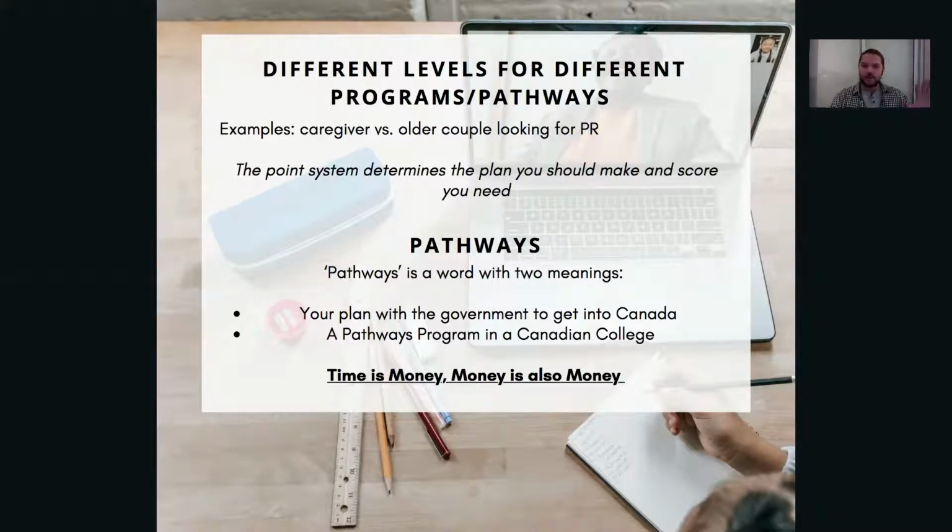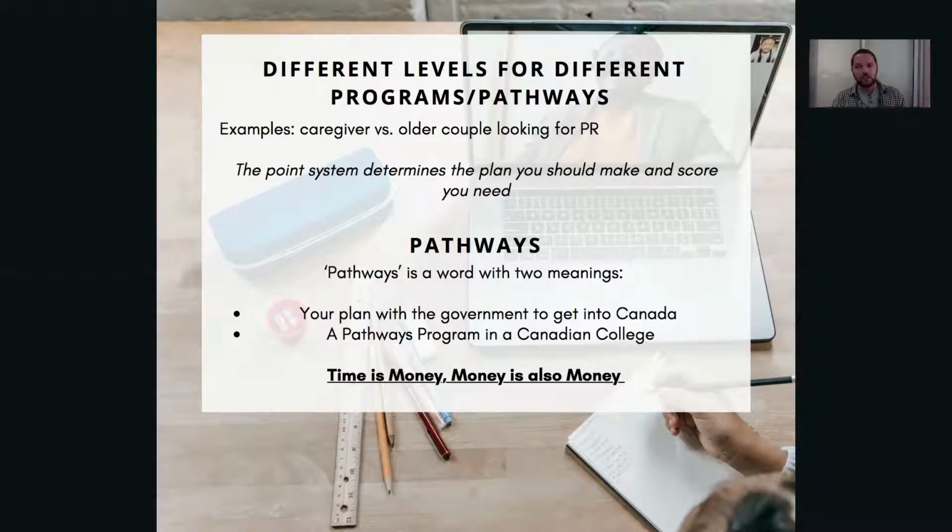So we have the government plan, and then we also have the Pathways program, another idea that has been created by Canadian colleges. The Pathways program is supposed to be a short program. Sometimes it's not. It can be very expensive. Around $1,000 a month is pretty much the average. But the Pathways program allows you to get into the school or into the study that you're looking for without taking the IELTS test or without taking any kind of language test.